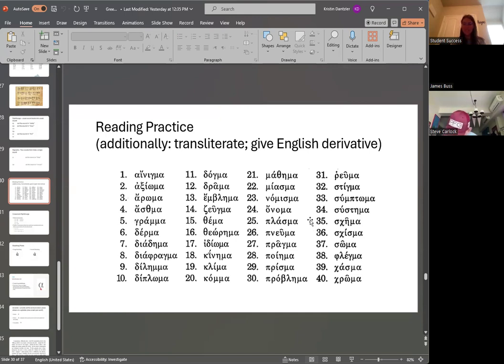All right, 35, Steve. She's laughing at this one because this one's tough. Yeah, it's a funky looking one, that's for sure.